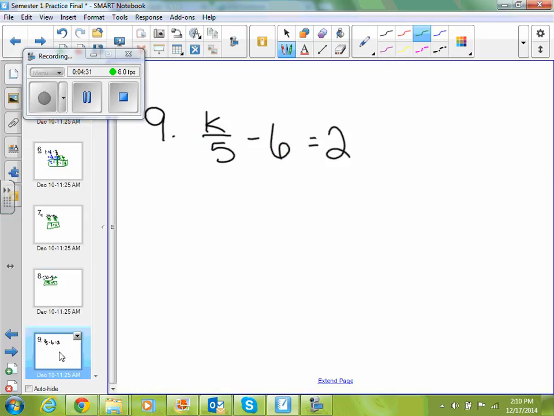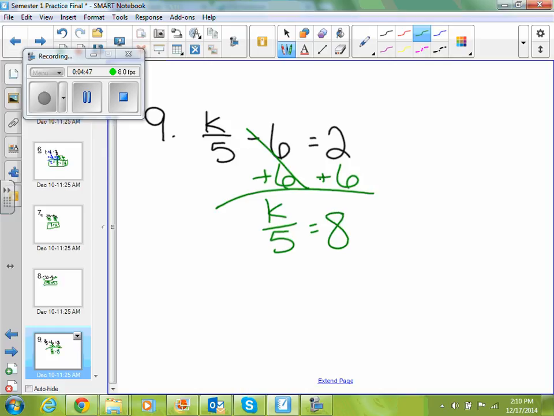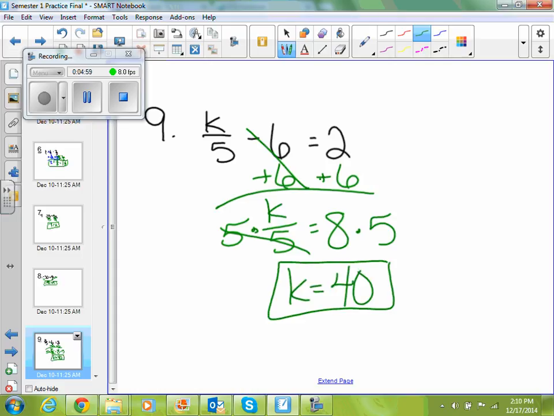Niles, you're up. Number 9, k over 5 minus 6 equals 2. How do I solve that? Okay, so I'm going to add 6 first. So k over 5 equals, what's 2 plus 6? Okay, then what? So I multiply by 5. So what does k equal? 40. Very good. That's lucky. That doesn't usually work.